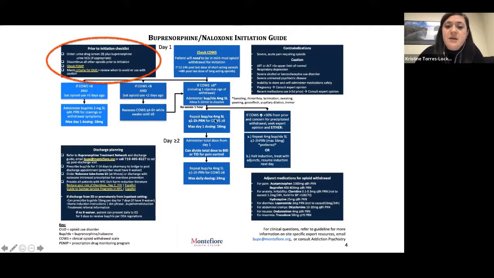And so you can reassess them in an hour, recheck the COWS score, and you can continue to redose that 4 milligrams every 1 or 2 hours as needed throughout the first day for a max total dose of 16 milligrams. And then the next day, you add up everything they got that first day and give it all as 1 dose in the morning. And then if they have any ongoing withdrawal symptoms later on in the day, you can give another 4 milligrams every 1 to 2 hours for a COWS score that's greater than or equal to 8. And you want to max out at a dose of 24 for day 2 or after, because the insurance will cover it anyway.